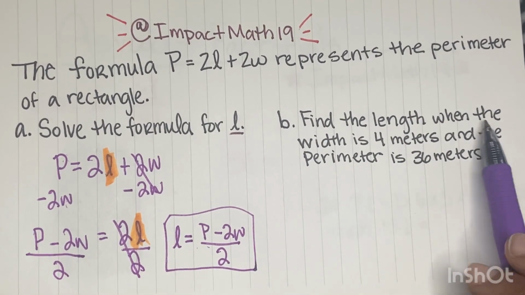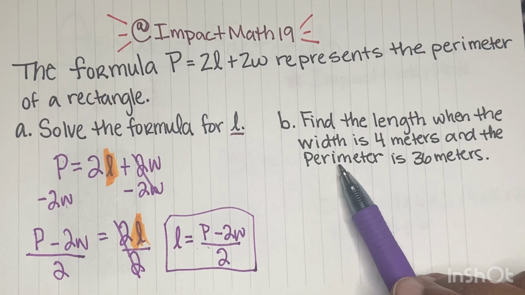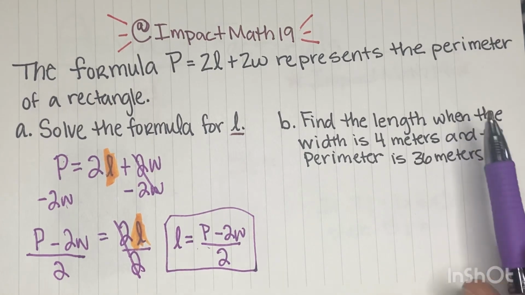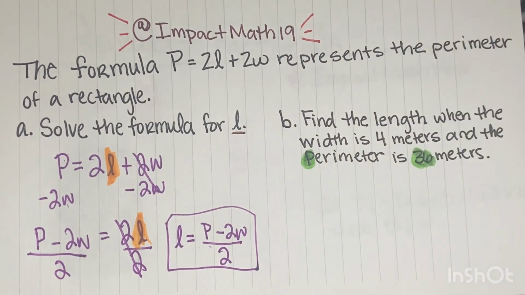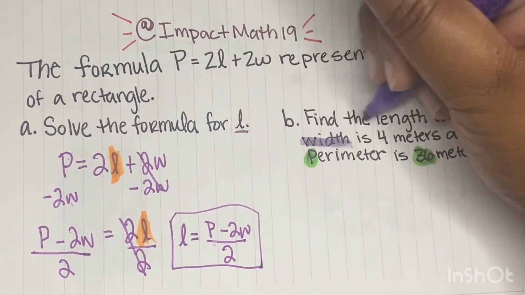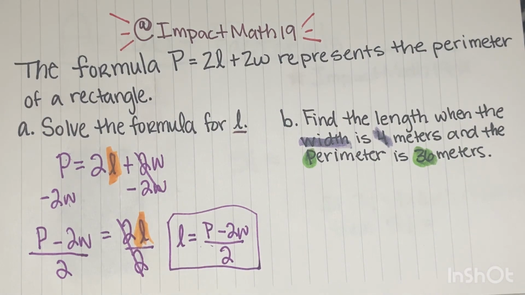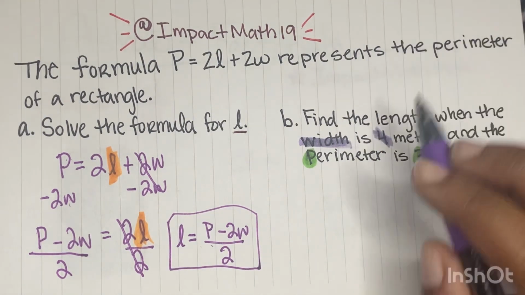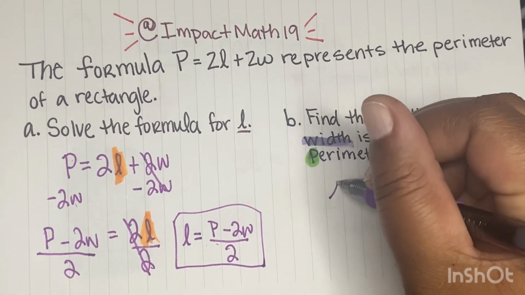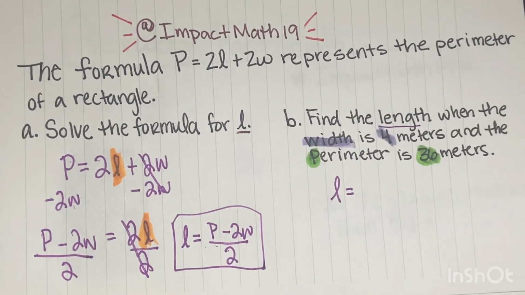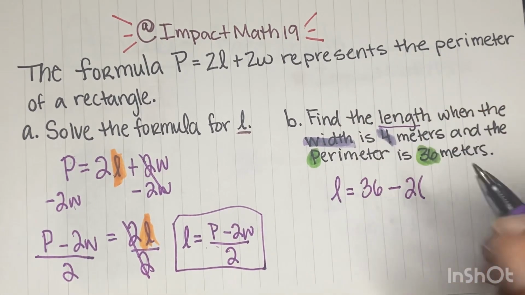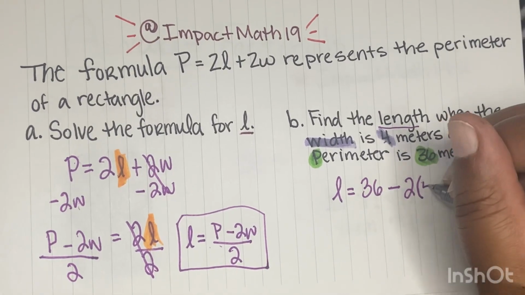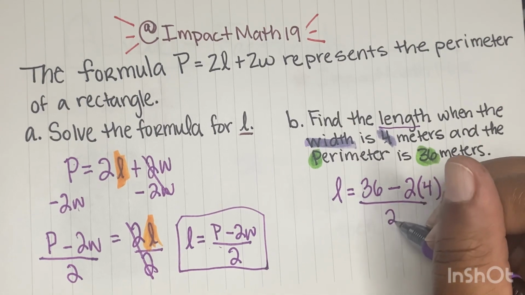Find the length when the width is 4 meters and the perimeter is 36. So what that means is they gave us what P was, which was 36, and they told us what the width was. The width is 4. So we're going to plug in those values into our equation to find the length. So I'm going to use our equation. L equals perimeter. I'm putting in 36 minus 2 times, because I know my W is 4. So I'm going to put 4 in here, over 2.